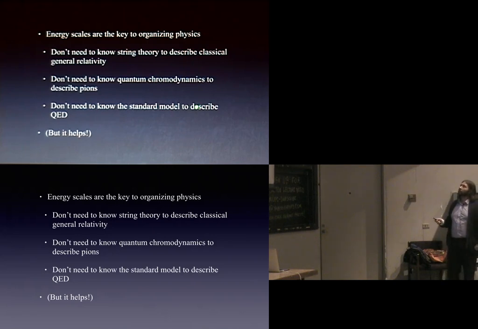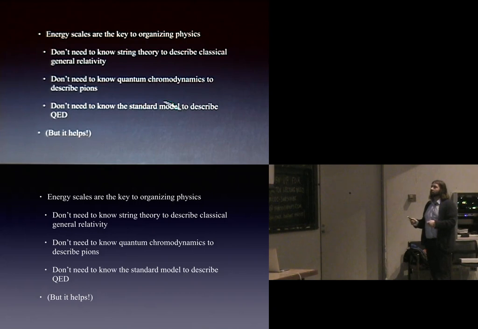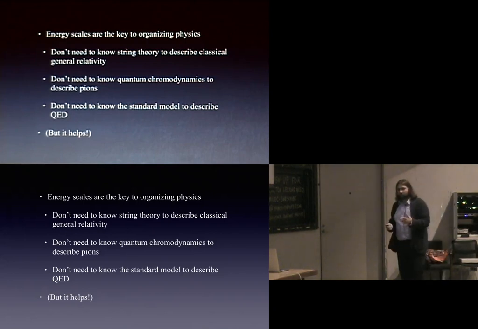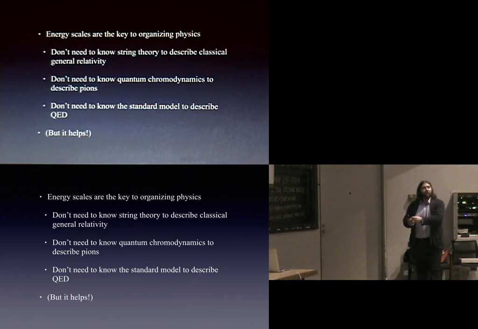So you don't need to know all of the details of QCD to describe basic pion physics. You don't need to know all the details of the standard model to describe QED. Of course it helps, right? If you have an idea of what the microscopic description is, it can give you some intuition as to what to expect at long distances, right?